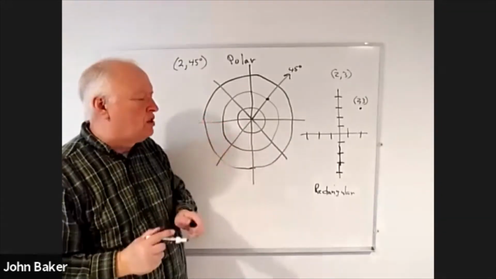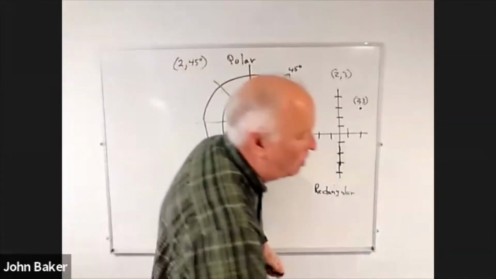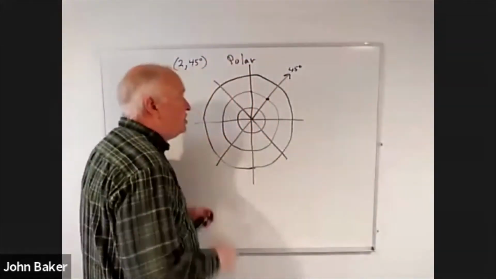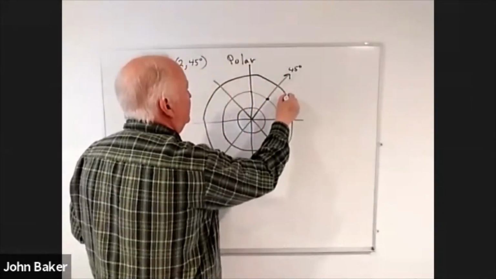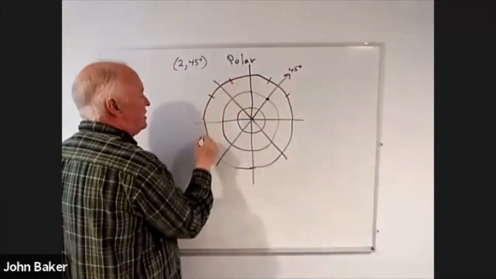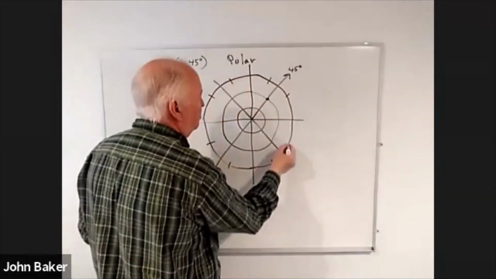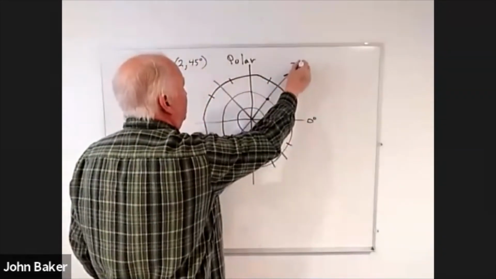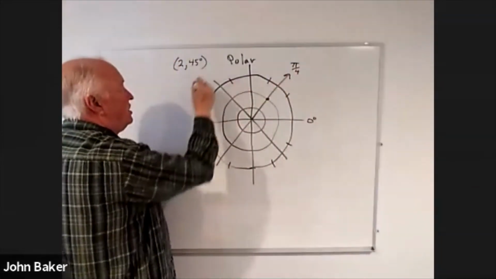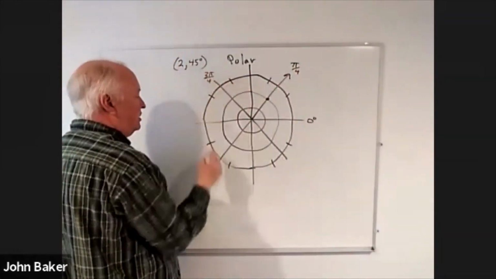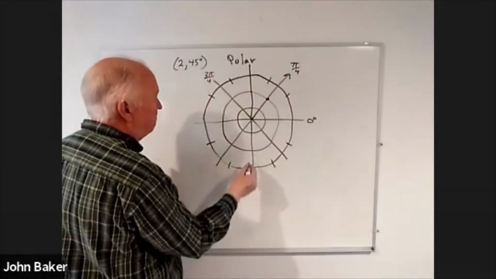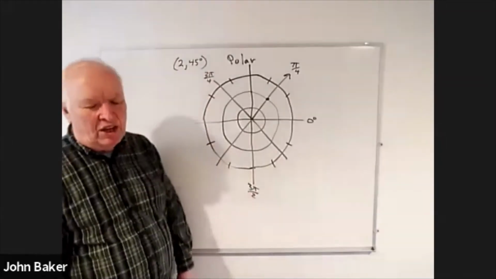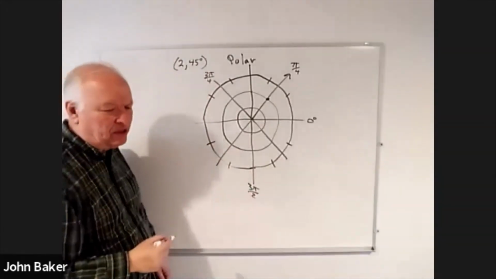So first, let me talk about how to graph polar coordinates. As you know, we studied our unit circle, and these were the points that we had learned. This is 0. This is pi over 4. I'm going to use radians. 3 pi over 4. 3 pi over 2, etc. Okay, so let's graph some points.